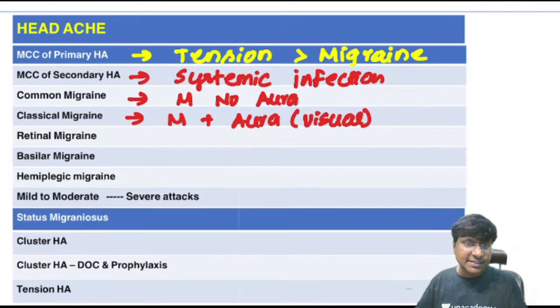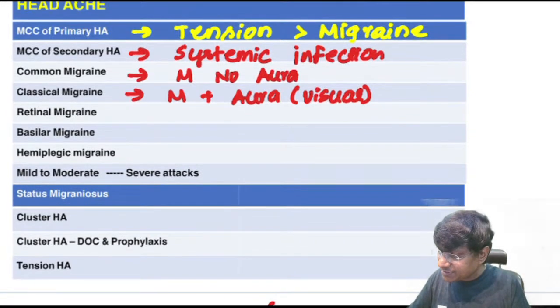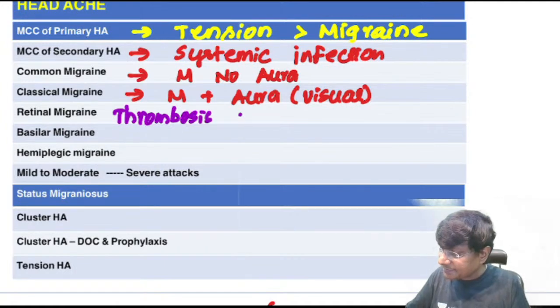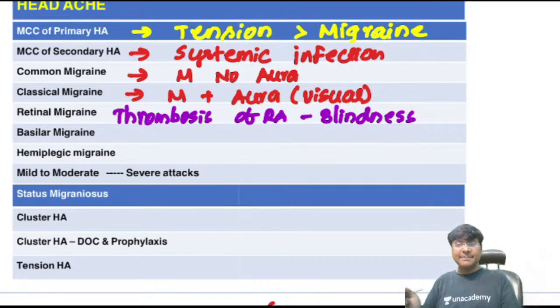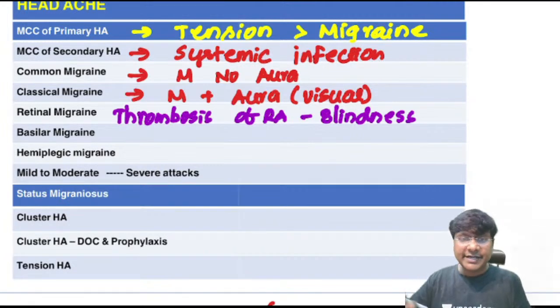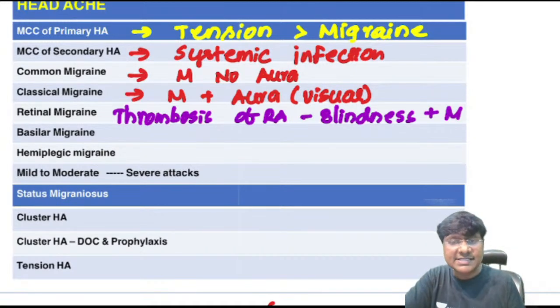Now let me discuss the other variants of migraine. We have what is called retinal migraine, migraine with involvement of retinal circulation, where in these individuals there will be thrombosis of the retinal artery, because of which the patient can develop blindness. Along with the blindness, the patient will have migraine, which is called retinal migraine.